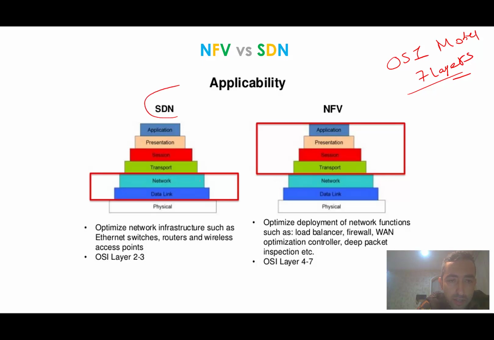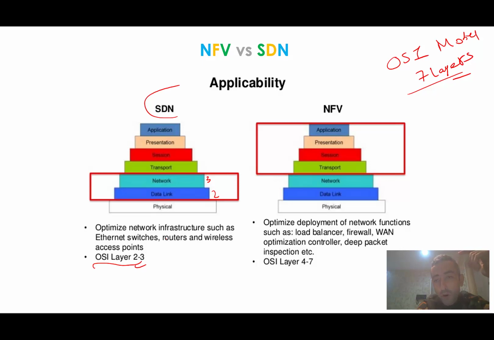As you can see, for SDN, the focus is softwareization of layer 2 and layer 3, which are the data link and network layers. It optimizes network infrastructure such as Ethernet switches, routers, and wireless access points, OSI layer 2 and 3. So when we do softwareization for functions in layer 2 and 3, for example routing and other things like that, the name is SDN, software defined networking.